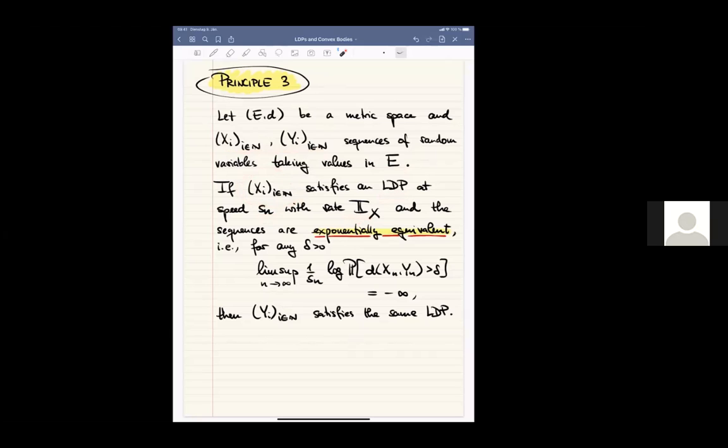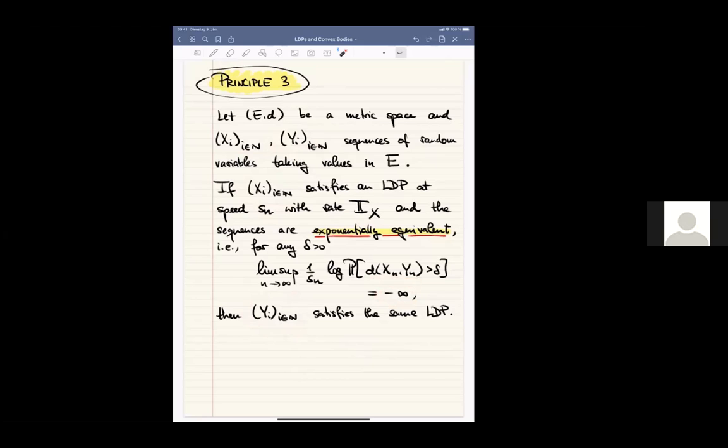Then if the sequence Y is close to X on an exponential scale, so they are exponentially equivalent, which means that the lim sup of 1 over Sn log of the probability that the distance of the two is larger than delta is equal to minus infinity, so they're exponentially close, then the sequence Yi satisfies the same large deviation principle. Okay, so if they're close on an exponential scale, you have the same LDP.